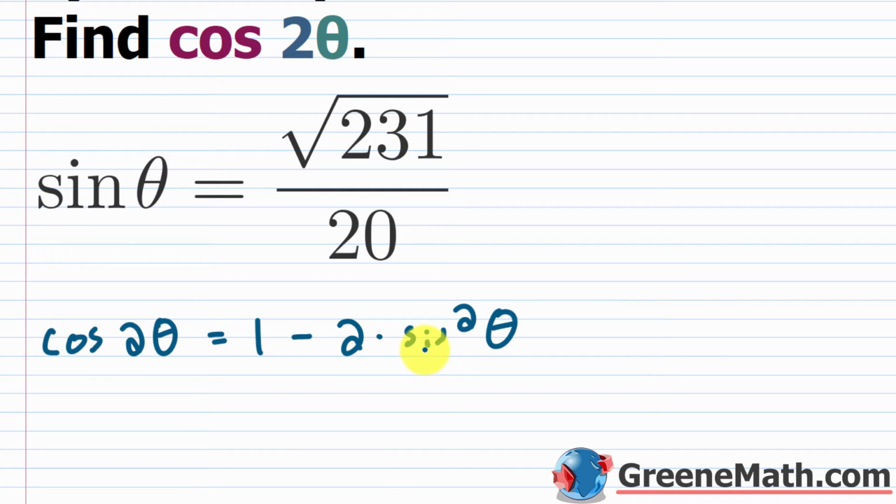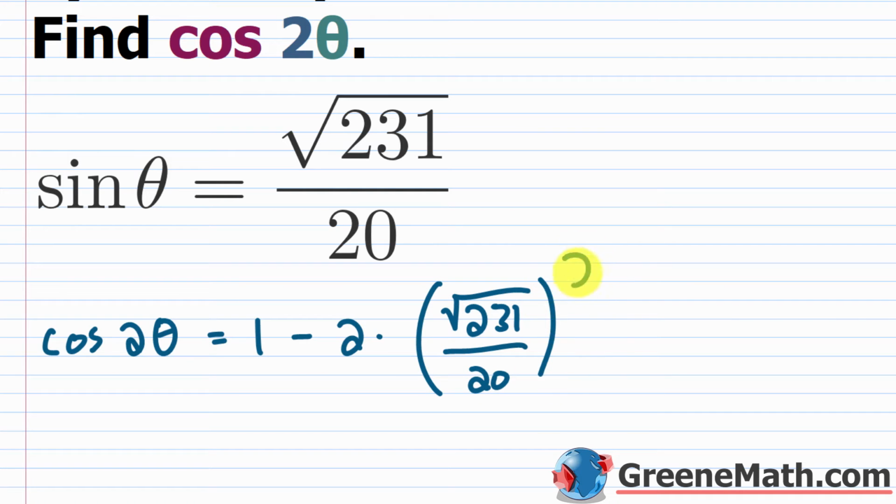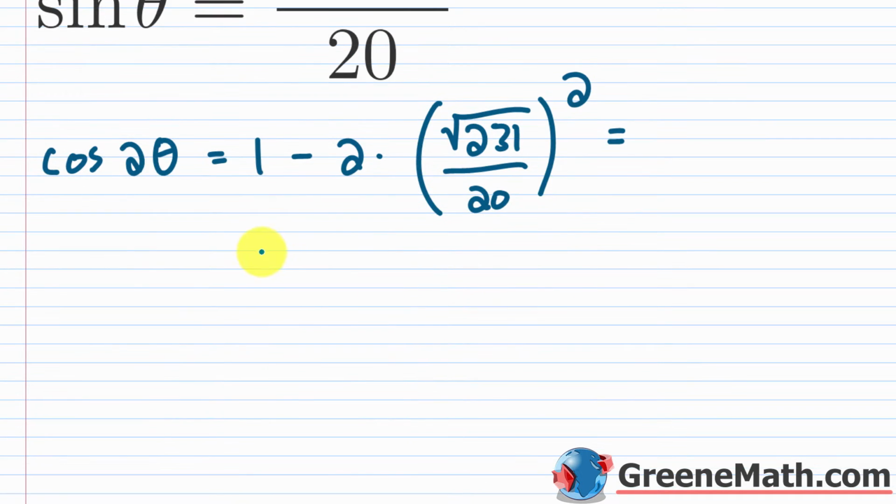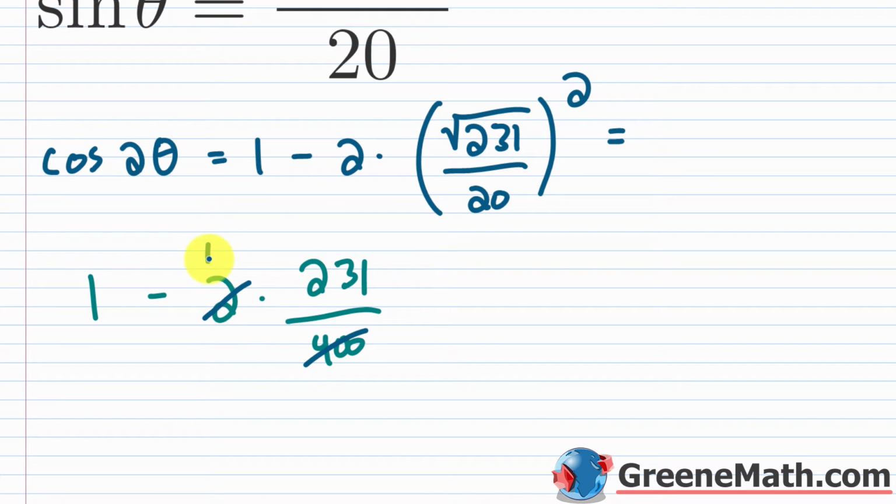So for the sine of theta, it's going to be the square root of 231 over 20. So the square root of 231 over 20. And then we need to square this. So what's that going to give me? Well, let me write, this is 1 minus 2 times the square root of 231 squared is just 231. This is over 20 squared, which is going to be 400. Now what I can do is cancel a common factor between here and here. So 2 divided by 2 is 1. 400 divided by 2 is 200.